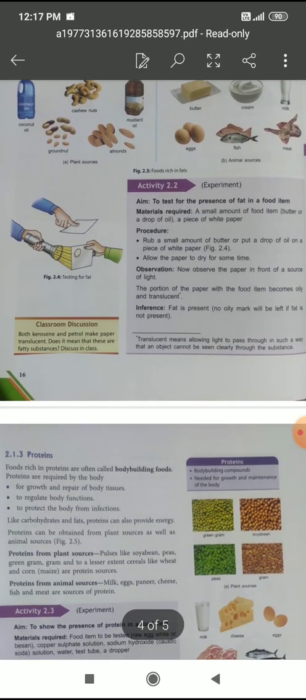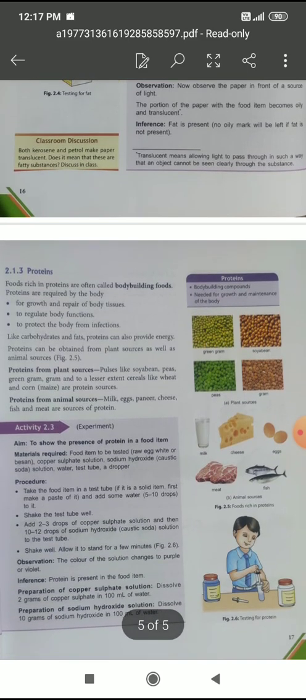Then proteins. Okay. Foods rich in proteins are often called bodybuilding foods. So proteins are, children, known as bodybuilding foods. Proteins are required by the body for growth and repair of body tissues, to regulate body functions, to protect the body from infections. Like carbohydrates and fats, proteins can also provide energy.